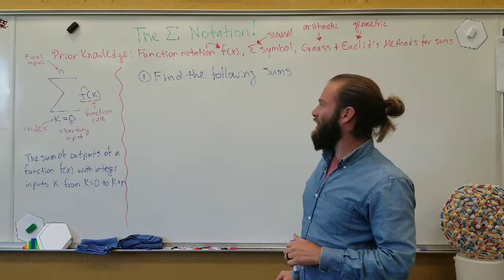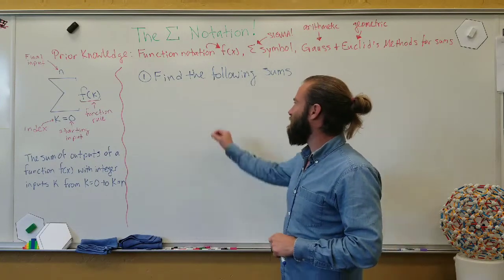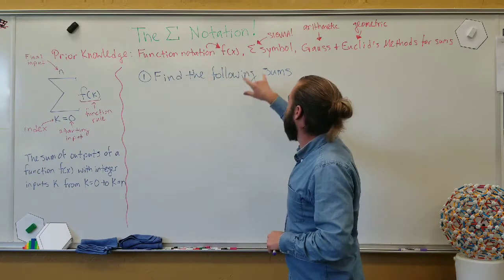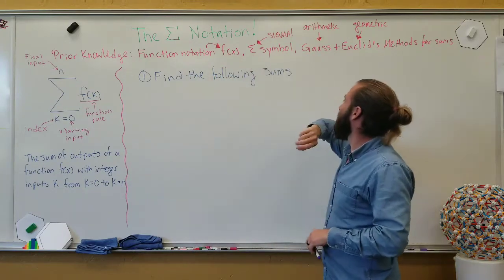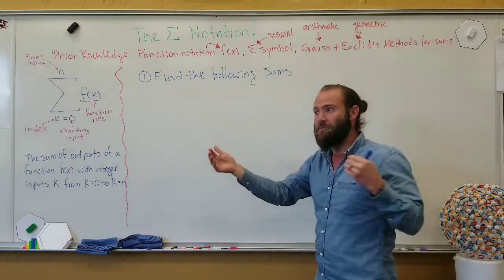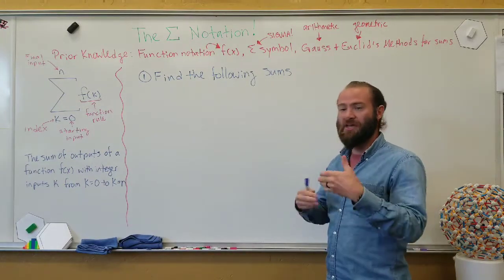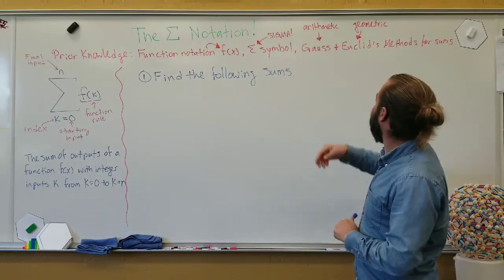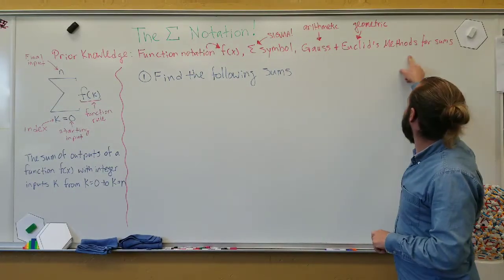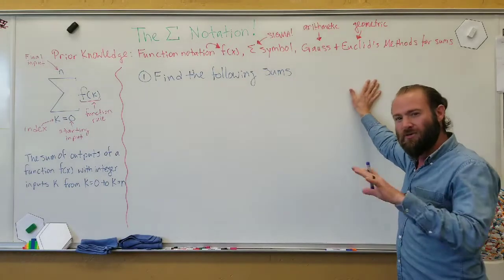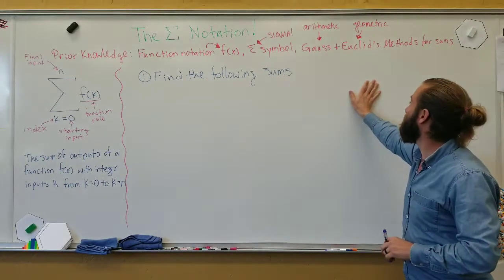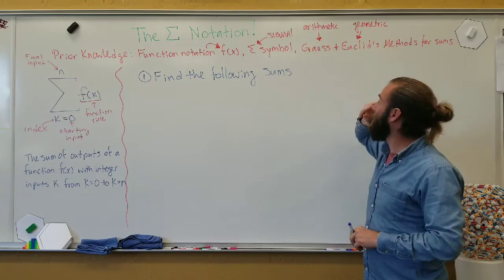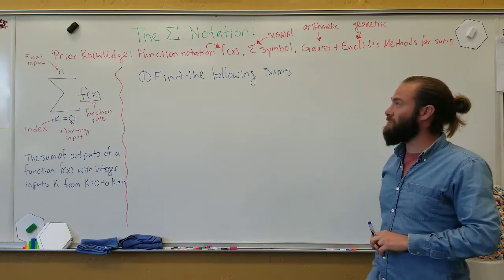So, prior knowledge for this lesson. It's important to be familiar with function notation. That means f of x. The sigma symbol, which means to add up everything up to a certain point. We're going to get into all the detail about that today. And Gauss and Euclid's methods for sums are still going to be useful for some of the problems we're going to work on with this. And don't forget, Gauss is the one with arithmetic sequences, and Euclid's goes with geometric sequences.